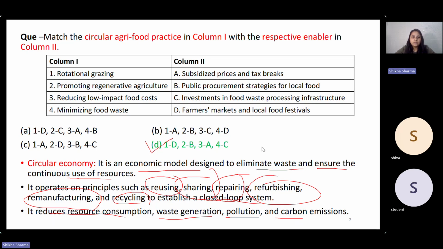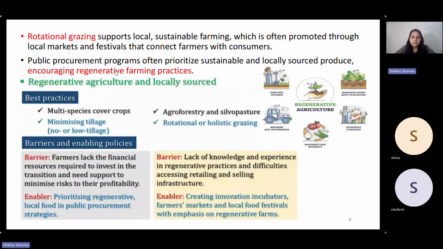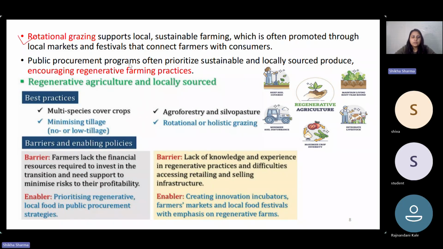So this concept is basically having other sub concepts in this, like there is the concept of rotational grazing. So rotational grazing basically comes under regenerative agriculture and locally sourced things. So in this, what happens? It supports the local sustainable farming practices, which is often promoted through local markets and festivals that connect farmers with consumers. So basically, this concept of regenerative agriculture and locally sourced products includes many concepts like rotational grazing, agroforestry, and silvopasture. Then it includes multi-species cover crops and minimizing the tillage or no tillage.